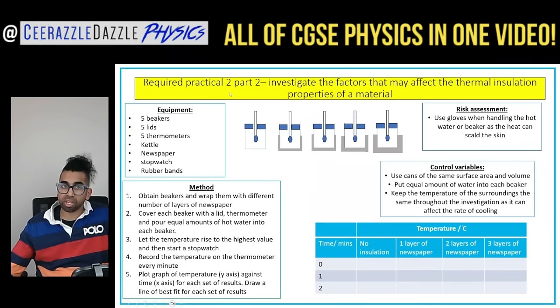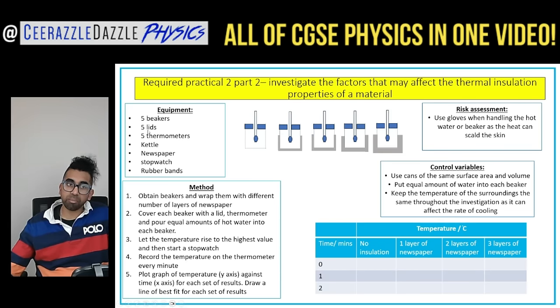Next one, required practical two, part two. Investigate the factors that may affect the thermal insulation properties of a material. So I've got 1, 2, 3, 4, 5 different beakers right now, but we're going to keep the type of insulation the same, but we're going to change the thickness of it. So in the previous practical, we changed the type and kept the thickness the same, but now we're going to keep the type constant and change the thickness.